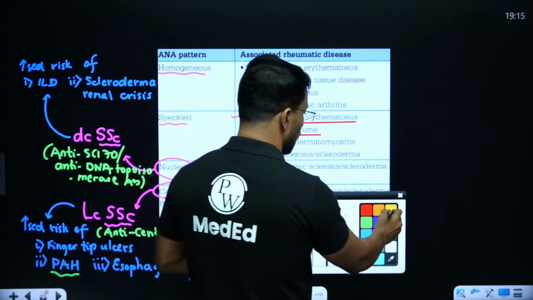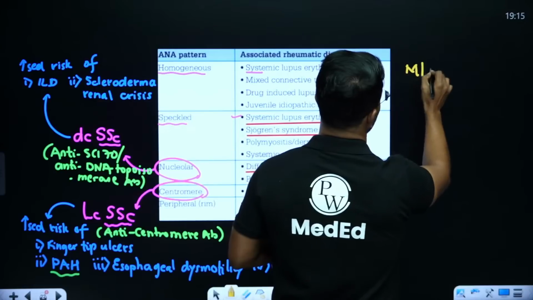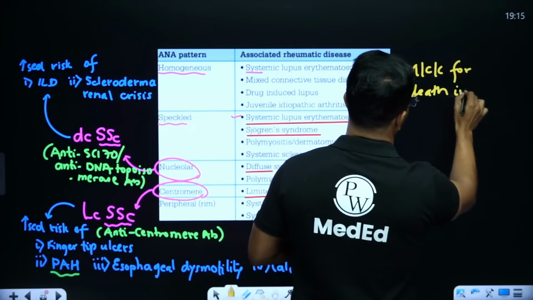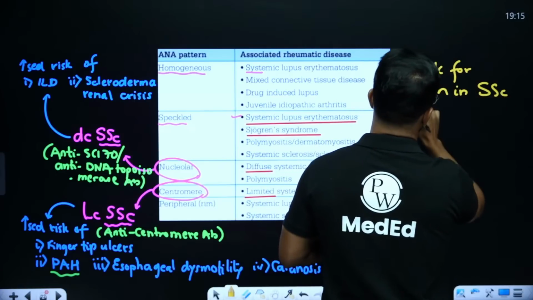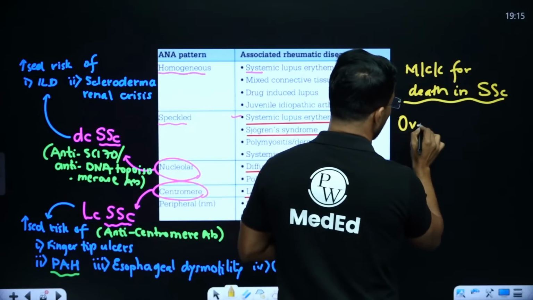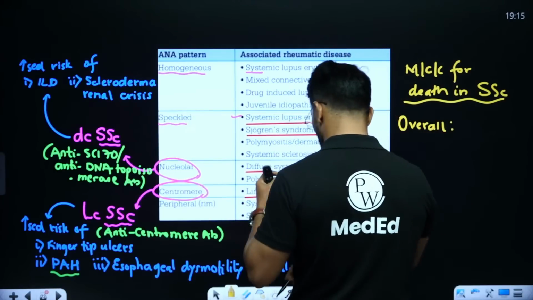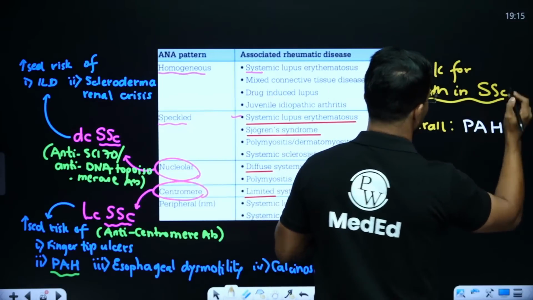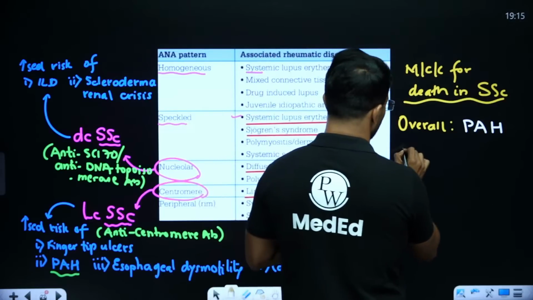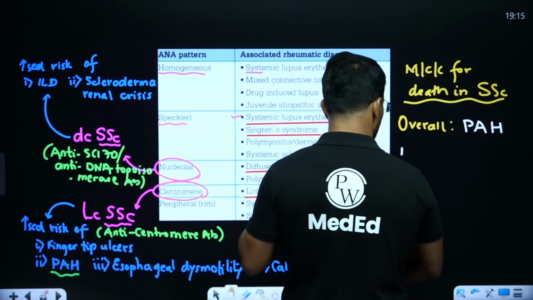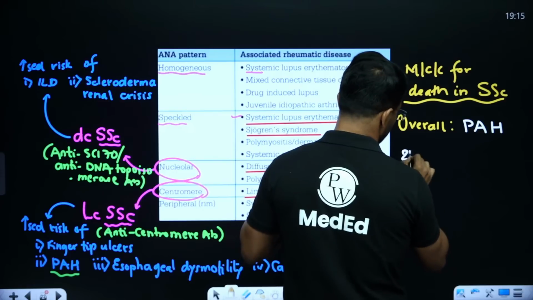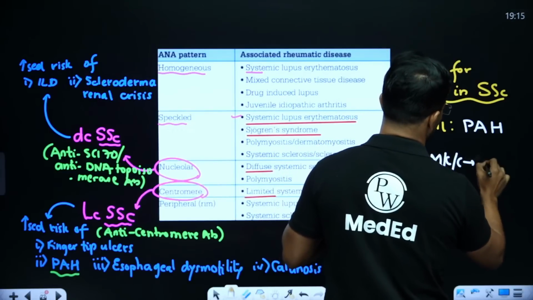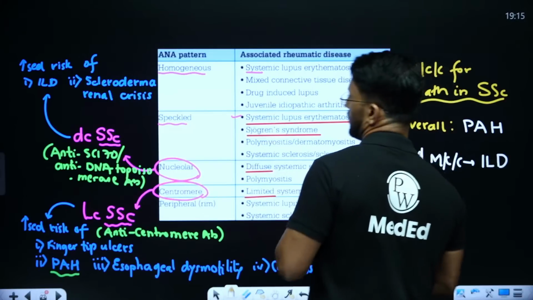In the last NEET PG, they had also asked one more question. What is the most common cause for death in systemic sclerosis or scleroderma, right? So if they ask that question, overall the most common cause for death is pulmonary arterial hypertension. And if they ask you what is the second most common cause of death, the second most common cause of death in systemic sclerosis patients is going to be interstitial lung disease.